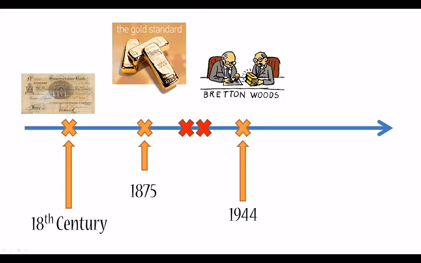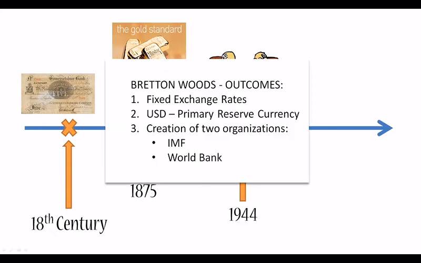And the Bretton Woods Agreement, simply put, is just the same as the gold standard version 2.0, and all it did was replace gold with the US dollar, and the US dollar became the only currency in the world that had to be backed by gold at a fixed exchange rate of $35 per ounce, and all other currencies had a fixed exchange rate to the US dollar. So let's have a look at a bit more detail into the outcomes of the Bretton Woods Agreement.